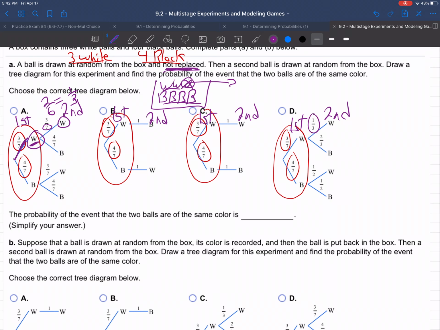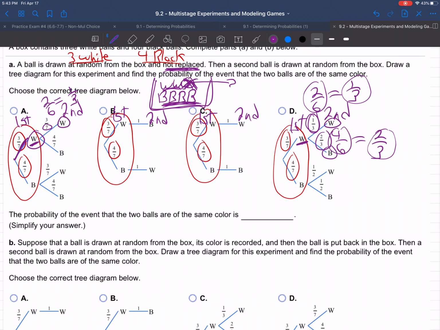That's what D has. See how D has the 1/3? The chance of black is going to be 4 out of 6, which reduces to 2/3. Because if you got a white out the first time and took out that white, then there would be 2 out of 6 whites left to get white the second time, which is 1/3, which is what they have. There'd be 4 out of 6 black. Out of the 6 marbles left, 4 of them are black. That's a 2/3 chance of getting black the second time.